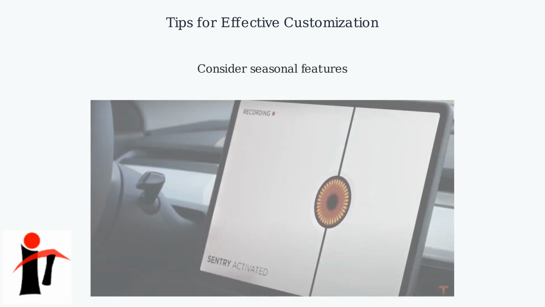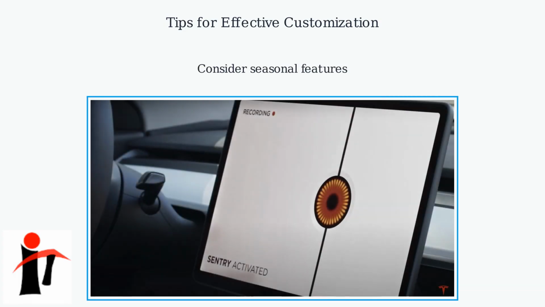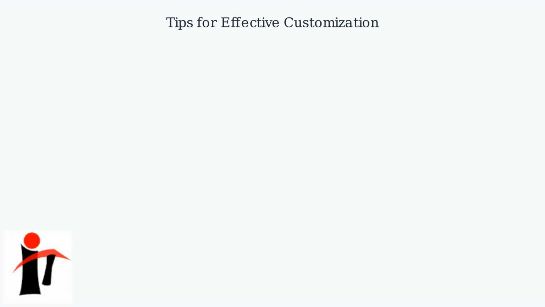Consider the time of year and your location when selecting controls. In winter, preheating your vehicle remotely can make mornings much easier. In parking lots or unfamiliar areas, Sentry mode provides security by monitoring your surroundings. Choose controls that match your current needs and environment.